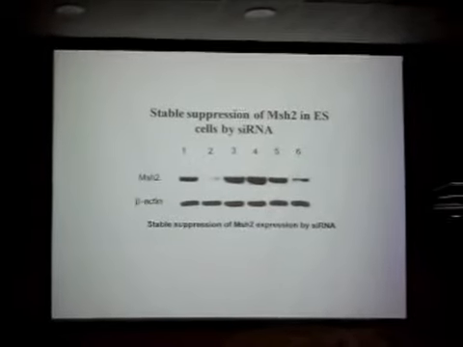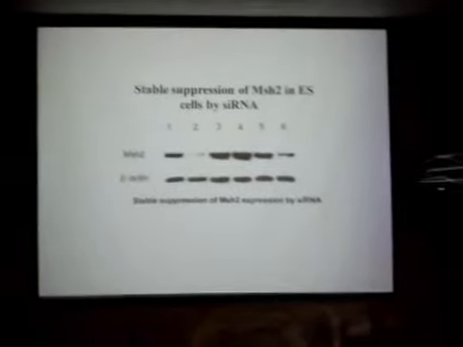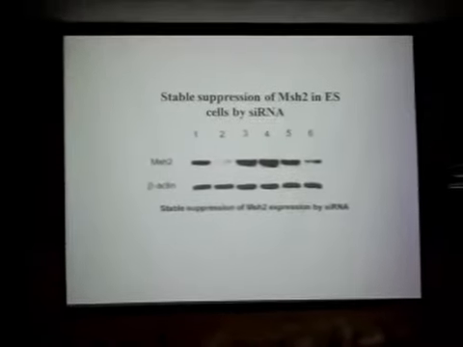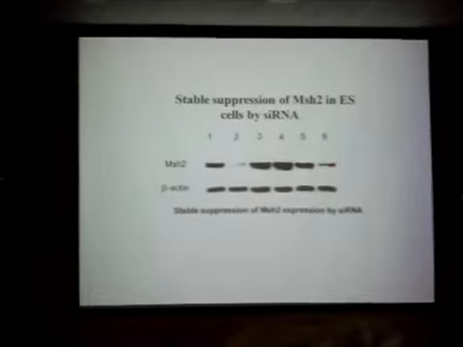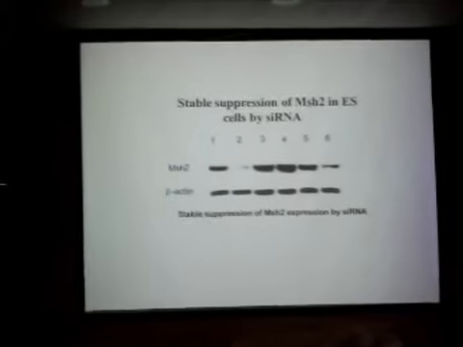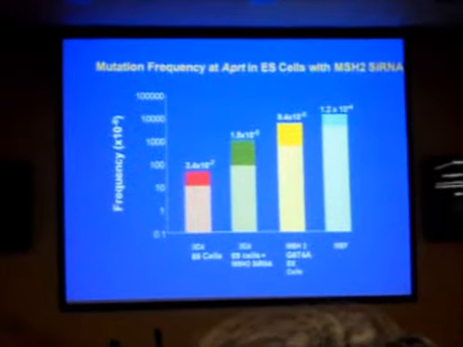So what we wanted to do is knock down MSH2, and these are several clones that we've transfected and assayed. Clone 2 has the most efficient, but not complete, knockdown of MSH2, and clone 6 is a reasonable knockdown. We use mainly clone 2 for the next experiment. What we see here, again, we're asking about loss of heterozygosity, or the recovery of APRT null, APRT negative ES cell colonies.